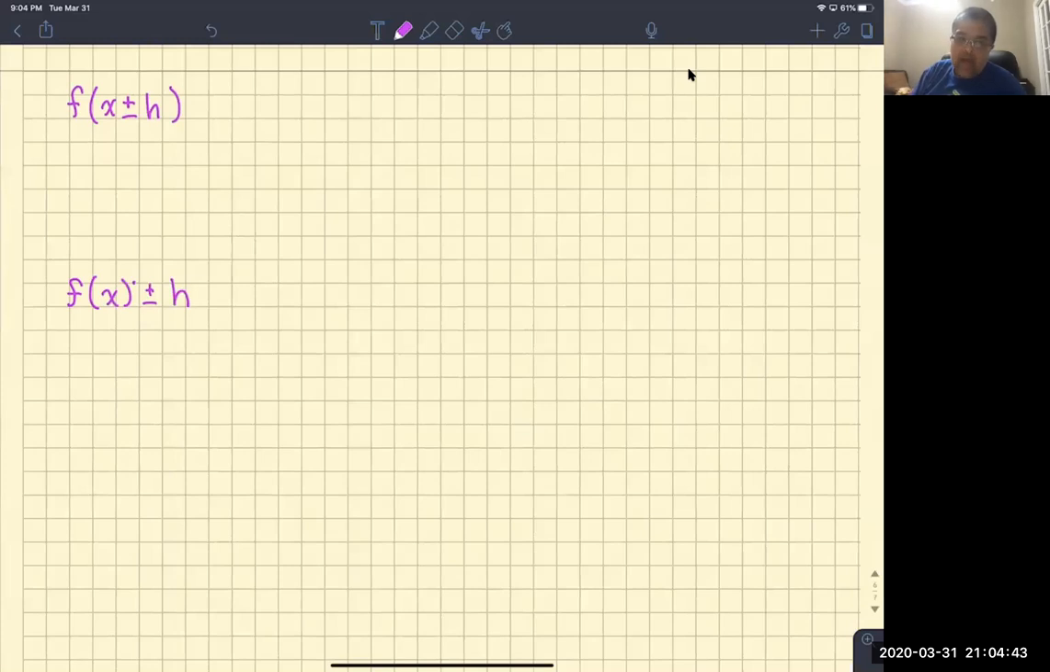So remember, when we add a number to the inside of a graph or subtract a number from the inside, it shifts it left or right. And when we add or subtract a number on the outside, it shifts the graph up or down. Now, this is also true for exponential functions.